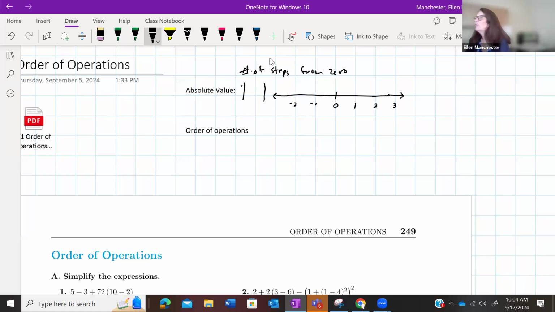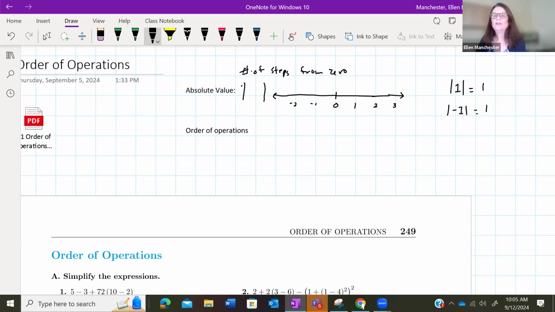Okay, so it's a distance. What that means is it's always going to be a positive value. When it comes out of those absolute value bars, it's going to be a positive value. So in other words, if I said I want the absolute value of 1, well, there's 1 step away from 0. Makes sense, right? If I wanted the absolute value of -1, it's also 1 step away from 0. So it's a positive 1. So absolute value, because it's a distance, will be a positive value.